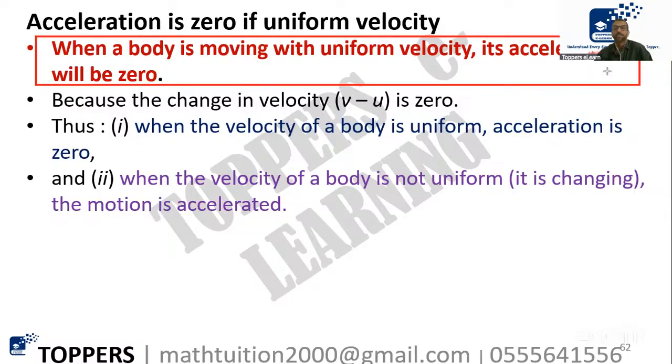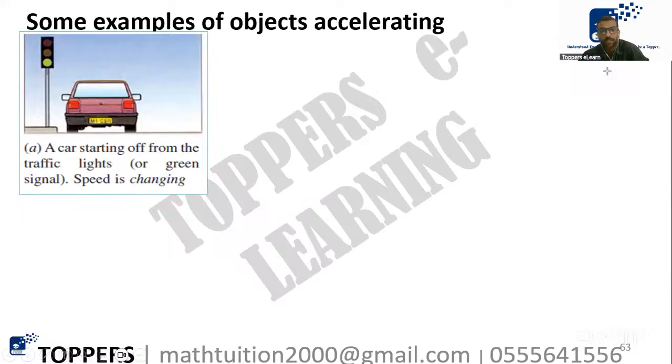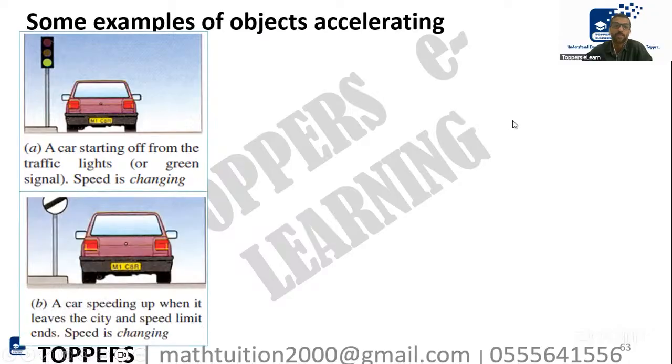Some examples of objects accelerating. A car starting off from the traffic light on the green signal, starting from rest. Is it accelerating? Yes, sir, because speed is increasing. Next, a car speeding up when it leaves the city. After the speed limit of 120 ends, in some areas we can make it 140. At that time the car is accelerating, increasing the speed.